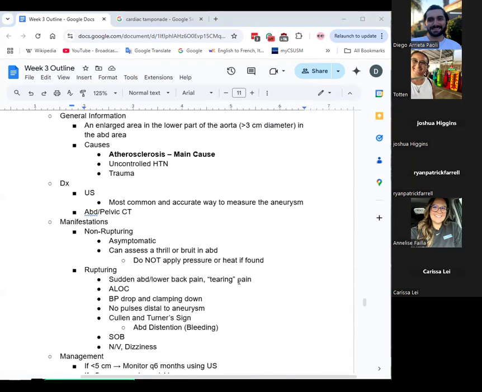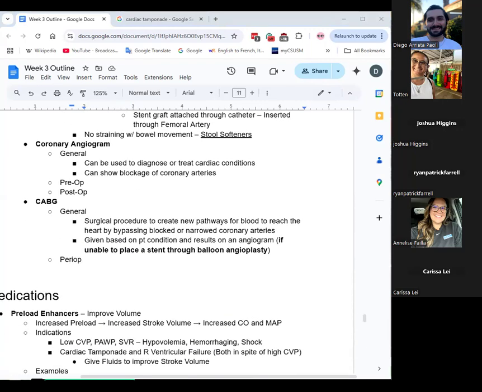All right. Pretty much that. Coronary angiogram. Let's see.